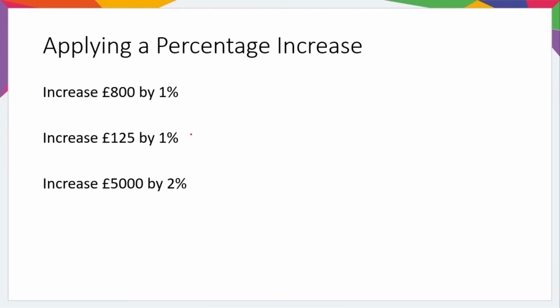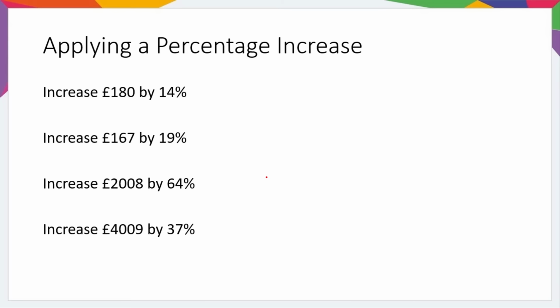If we're increasing by 1%, again, that's quite straightforward. What's 1% of 800? 1% of 800 is 8. So add 8 to 800 and we get 808. If we're increasing £125 by 1%, well, 1% of £125 is £1.25. So we need to increase 125 by £1.25, and that will give us £126.25. If we're increasing 5,000 by 2%, well, 1% is 50, so 2% is 100. So we need to increase 5,000 by 100, and that will give us £5,100.